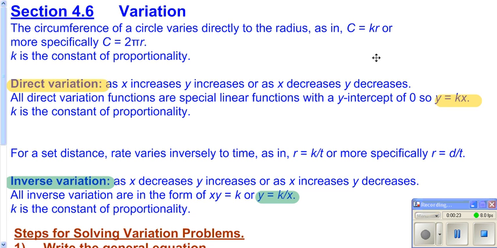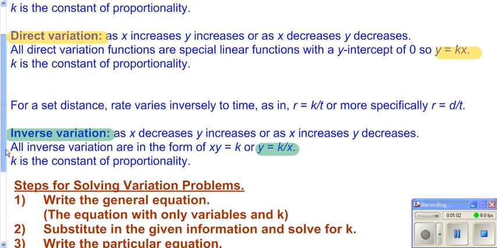Whenever you're dealing with variation, you have a k for a constant of proportionality. In this particular case, your constant of proportionality is your 2 pi. Direct variation basically means as x increases, so does y, or as x decreases, y decreases. All direct variation functions are a special linear function in which your y-intercept is 0. So all direct variation are written as y equals kx, where k is your constant of proportionality.